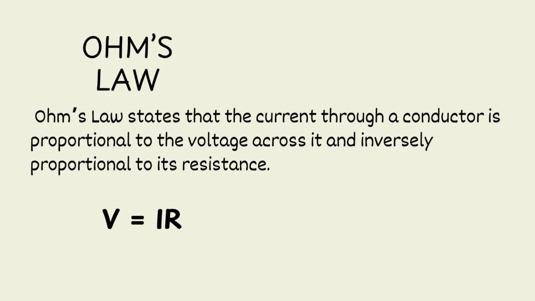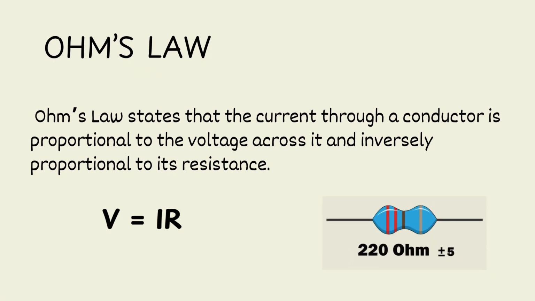Ohm's law. Ohm's law is a fundamental relationship between voltage, current, and resistance. Ohm's law is defined as V equals IR. For a given resistance, if you increase the voltage, the current increases. Voltage is directly proportional to current. Ohm is the unit of resistance. The resistance value is usually denoted as this.